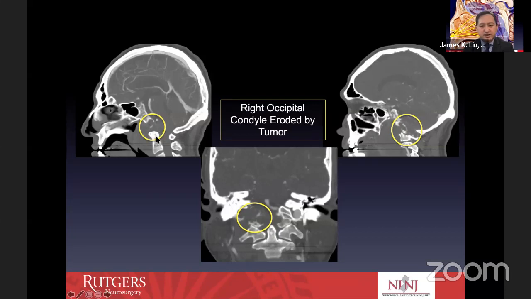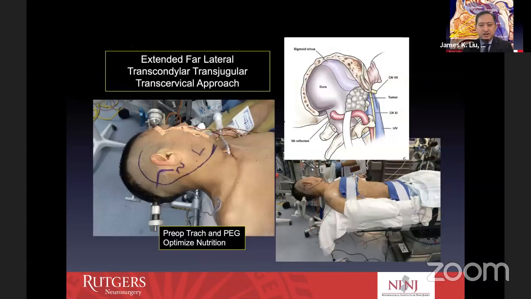It's important to study the CT scan as well. You can see the tumor has eroded the lower clivus, and it's also eroded the entire occipital condyle. So the patient is already unstable and will require an occipital cervical stabilization. So here in this case, we'll do this through an extended far lateral transcondylar transjugular approach.